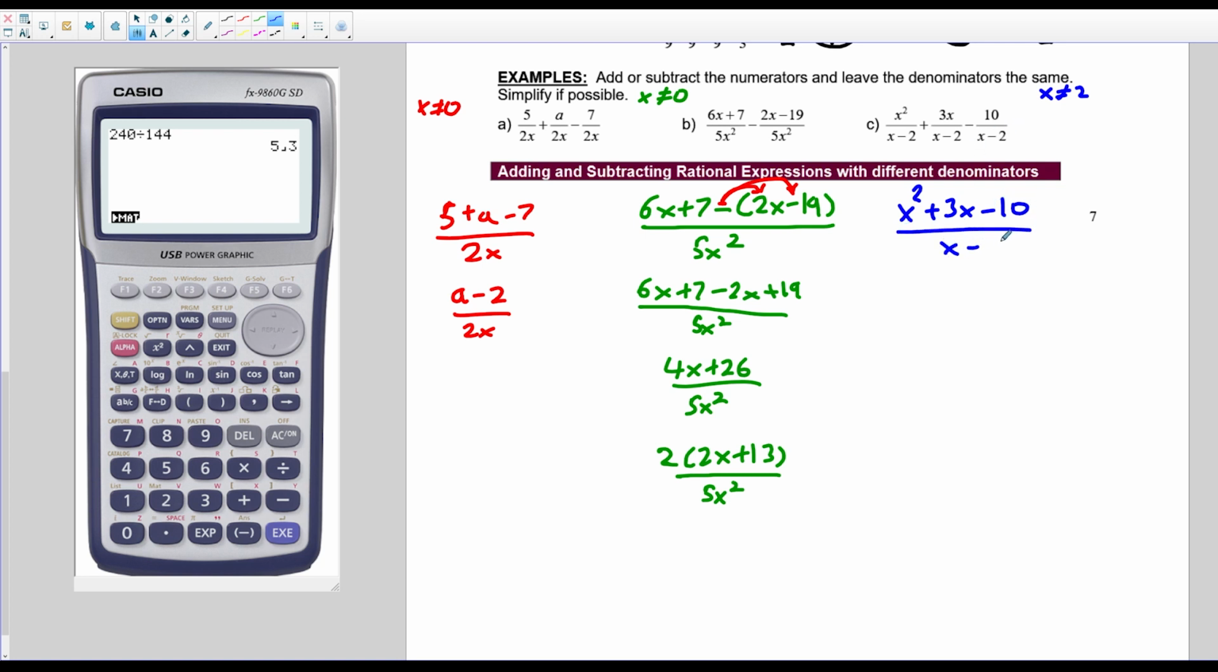So now we'll have all of that over x minus 2. What we can do on top is factor this as (x plus 5)(x minus 2) over x minus 2 on the bottom. And we can see here that I have a common factor of x minus 2 on both the top and the bottom. And we are simply left with x plus 5 as our simplified rational.